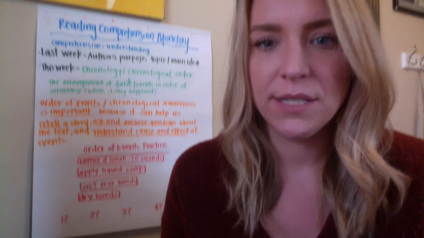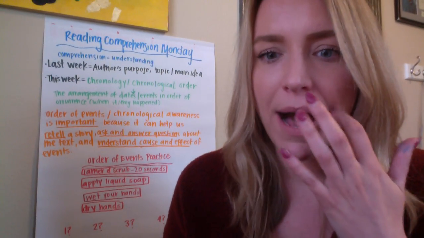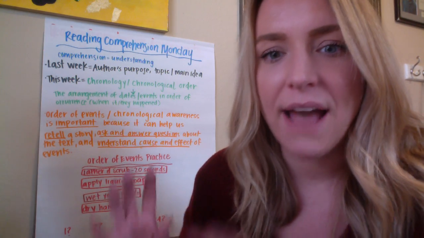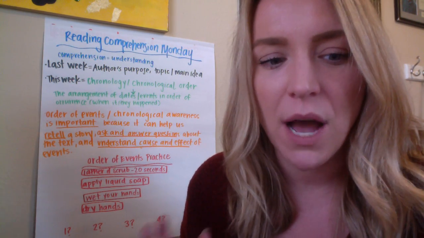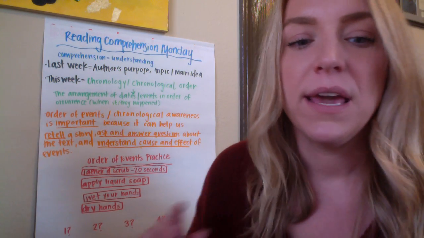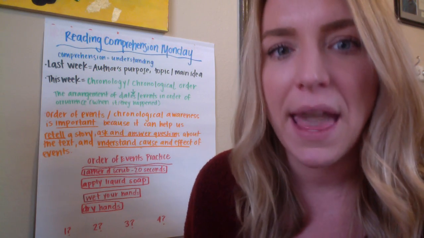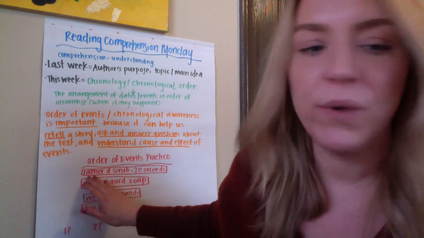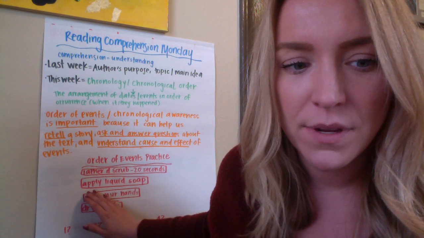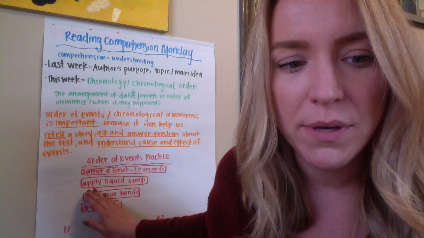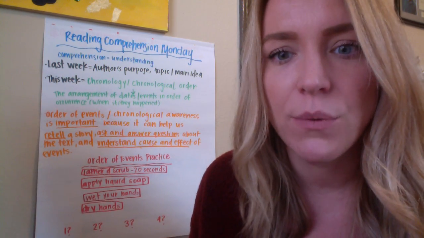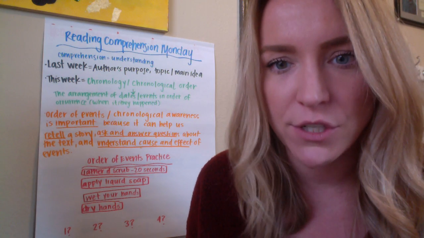So just to practice putting things in order, I have basically laid out how you wash your hands, but I've mixed up the order in which you do it. So I want us to figure out what goes first, second, third, or fourth in the order of events of hand washing. So we have lather and scrub for 20 seconds, apply liquid soap, wet your hands, and dry your hands. So we want to figure out what comes first.